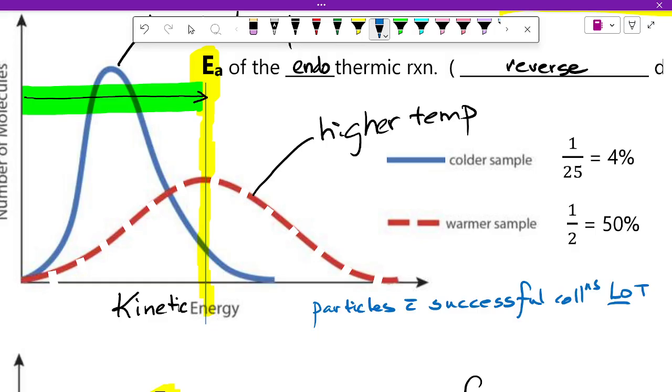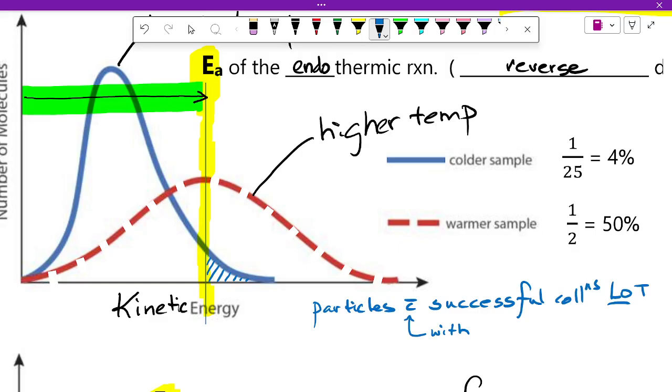Do you remember how to do that? That little blue shaded area there? Those that are above the activation energy are able to react. Those are the particles we can have successful collisions with.